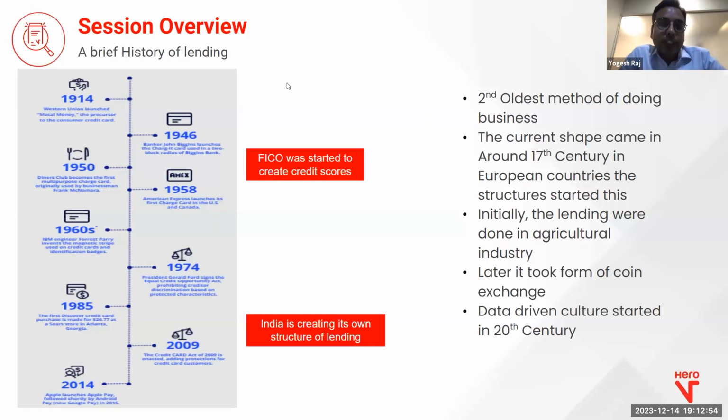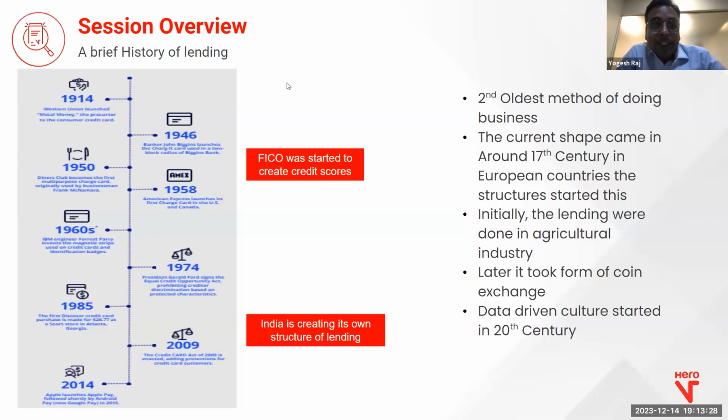So that is the first start of a lending scenario, where the owner is lending their equipment and everything, and at the same time the slaves were offering their labor, and finally getting food or crops which they produced. So the first form is like that. Post that, the invention of coin came, and through that, this entire business started taking shape.